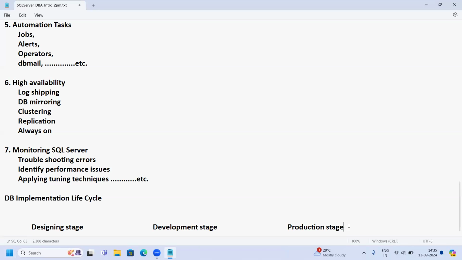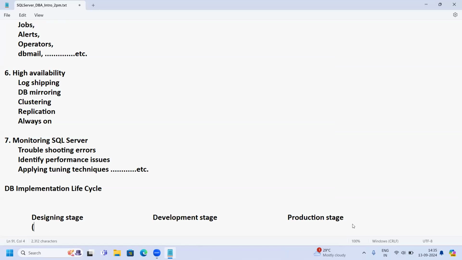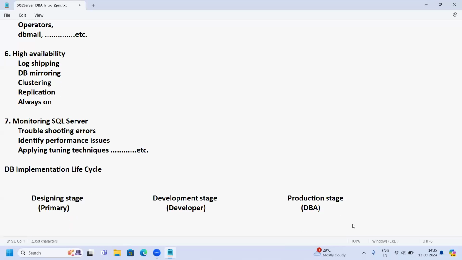And remember one thing, the designing stage is your primary stage. And second is about the developer. This is the responsibilities of the developer. And here I'm talking about the DBA, database administrator. Three people are there. And the flow will always be like this: designing, through that it will go to development, and from development, things will go to production. This is the approach.